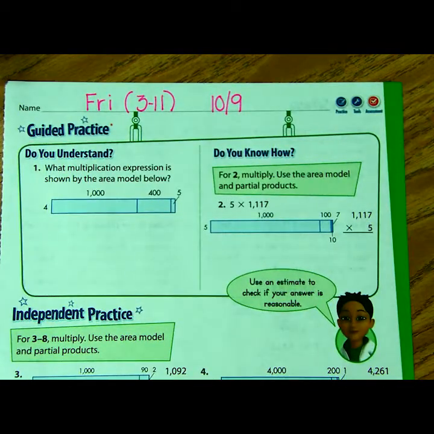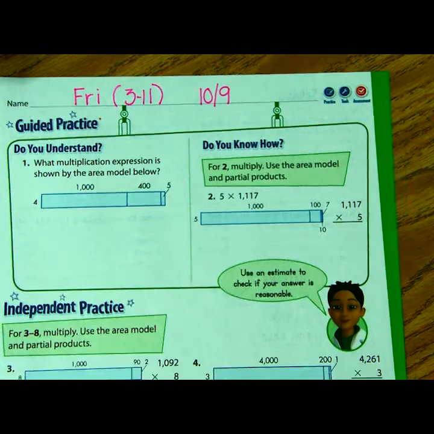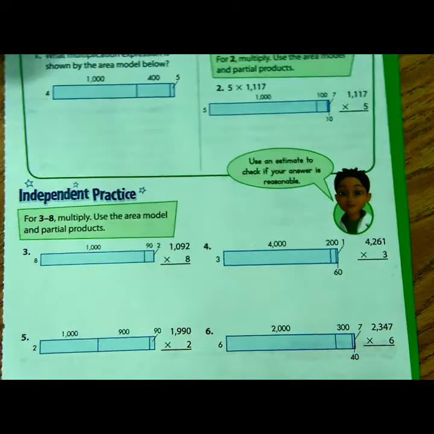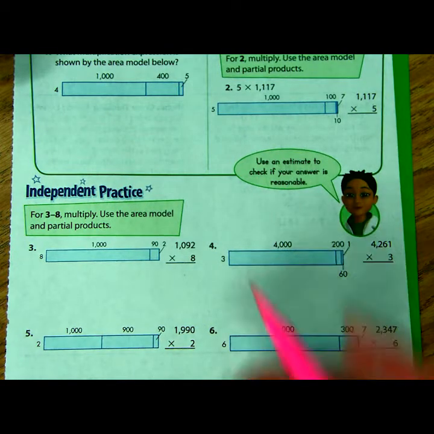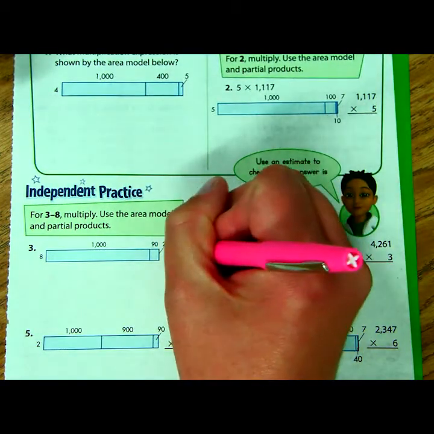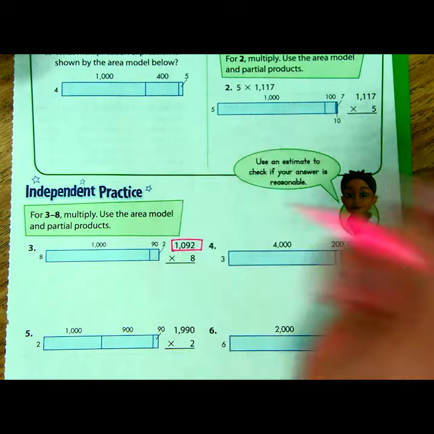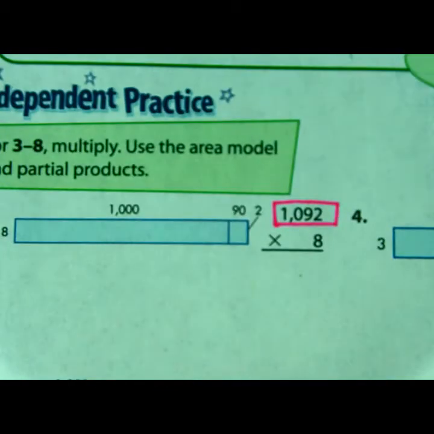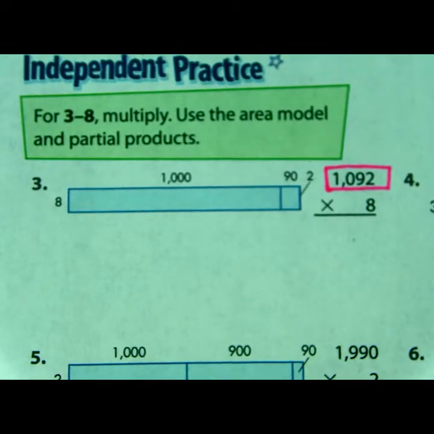Today's Friday, October 9th, and we are going over problems 3 through 11. So you are following along. We are on page 99 and 100. So it looks like, again, we're using the area model, except now we're using the area model to multiply by 4 digits. So just like before, now we just have one added place value.